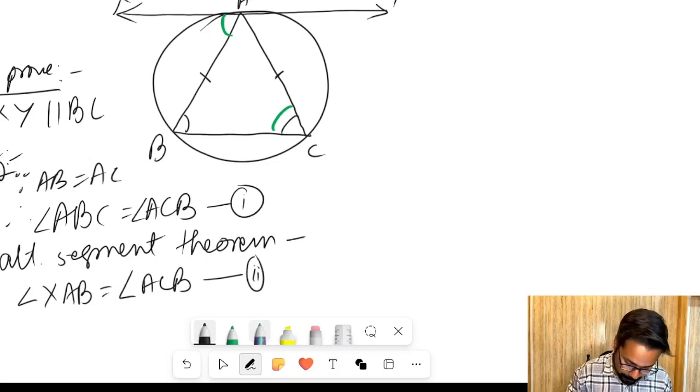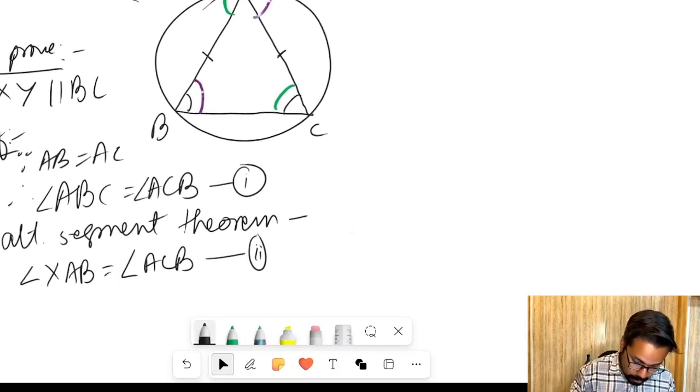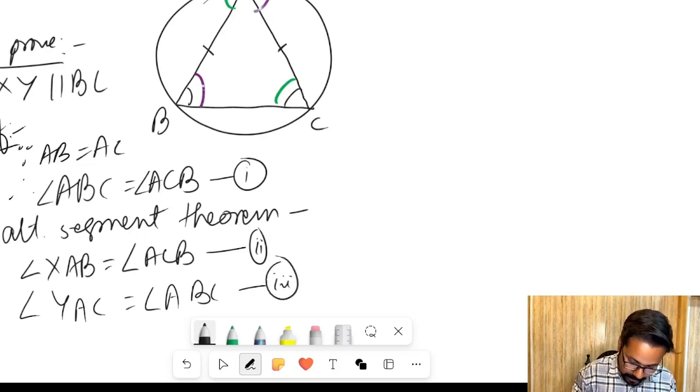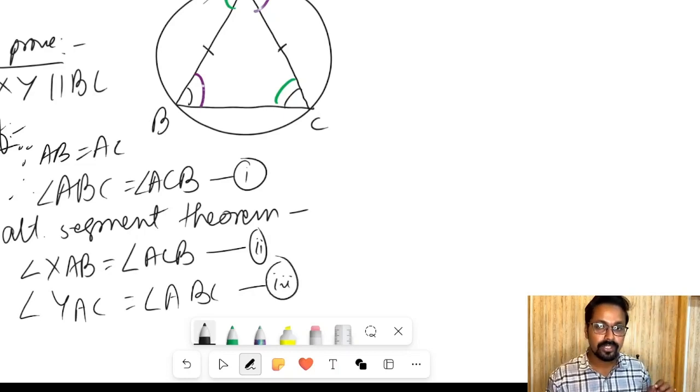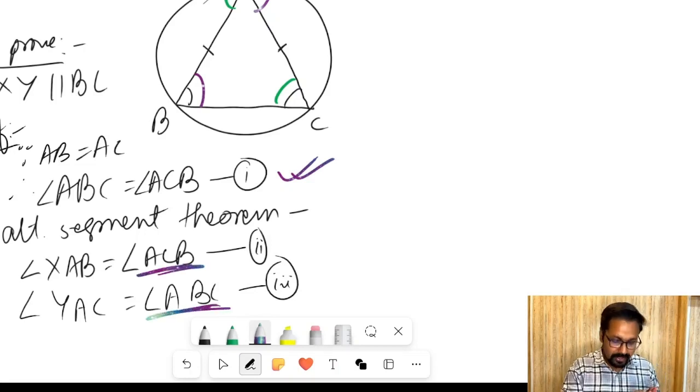Also at the same time we can write that YAC is equal to ABC, again by the alternate segment theorem. So we can write angle YAC equal to angle ABC. Equation number 3. Now if we look at equations 1, 2 and 3, in equation 1 we have ABC and ACB are equal. From 2 and 3 we see that ACB and ABC are here. So if the right hand sides are equal, then obviously the left hand sides will also be equal, right?